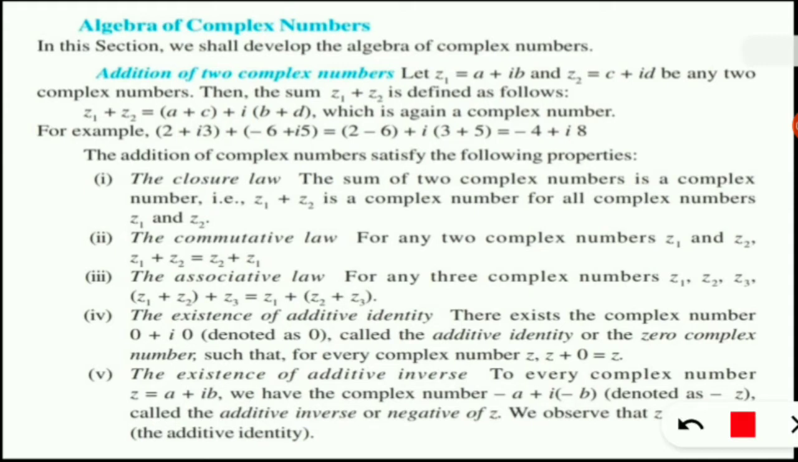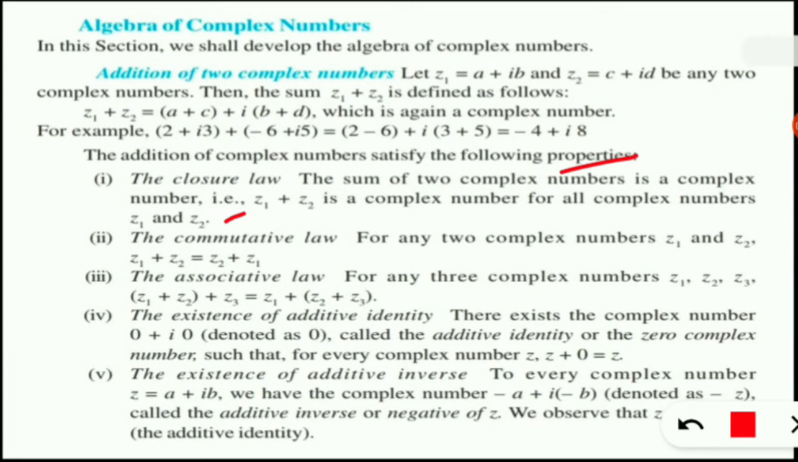Next, the addition of complex numbers satisfies the following properties. Okay, the first one is the closure law or the closure property. The sum of two complex numbers is a complex number. That means the sum of two complex numbers is also a complex number. Clear? So z1 plus z2 is a complex number for all complex numbers z1 and z2.